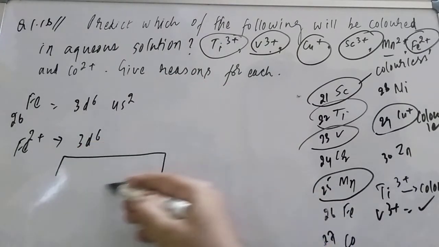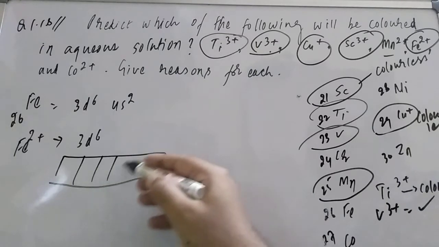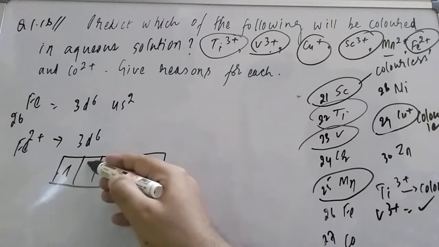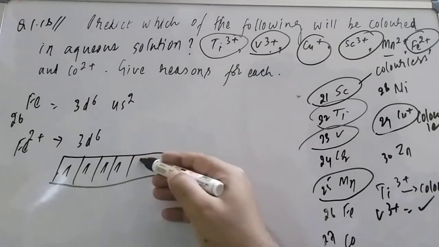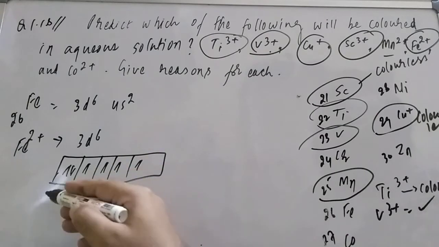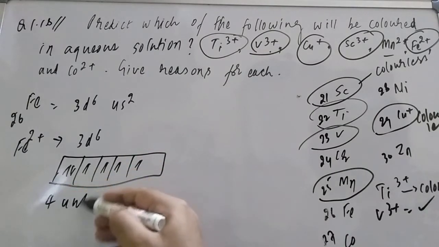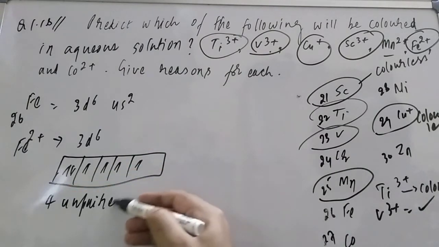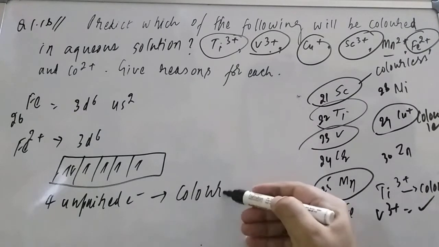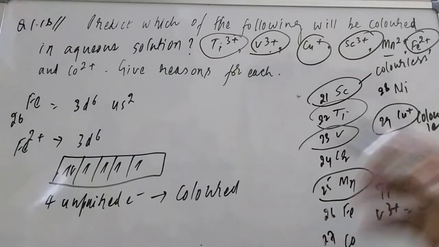3d6 means what, student? 1 2 3 4 5, and then 1 electron pairs up, this is the 6th electron. So total unpaired electrons how many? 4. So that is 4 unpaired electrons. 4 unpaired electrons means this compound will be colored. Okay, so this will also be colored.